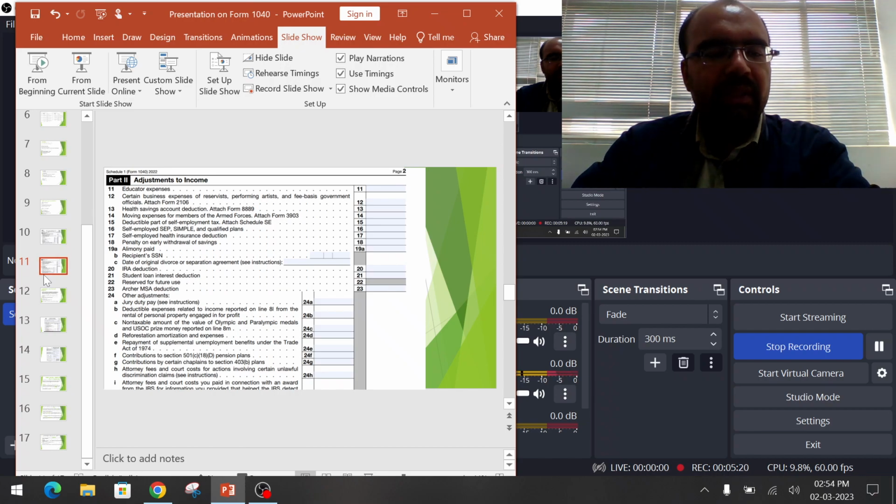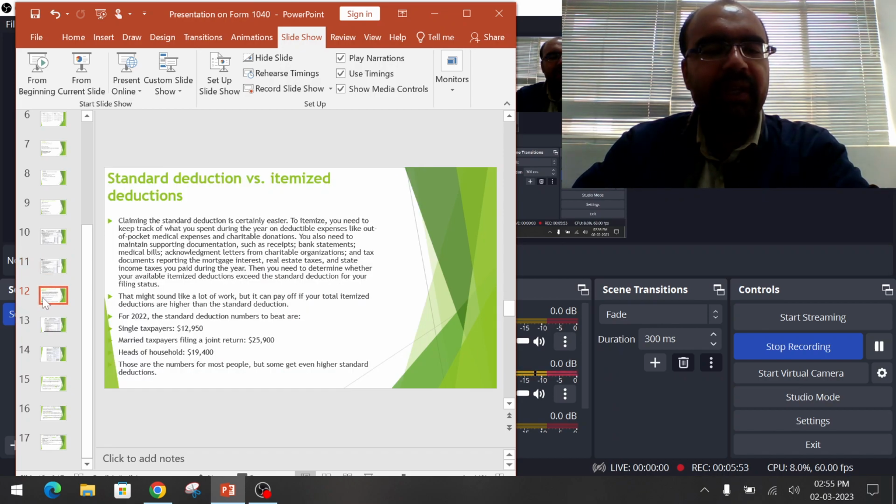So adjustments to income can be educator expenses, certain business expenses of reservists, performing artists, and fee-basis government officials. Health savings account deduction, moving expenses for members of the armed forces, deductible part of self-employment tax, self-employed SEP, SIMPLE and qualified plans, self-employed health insurance deduction, penalty on early withdrawals of savings, alimony paid, recipient's SSN, date of original divorce.